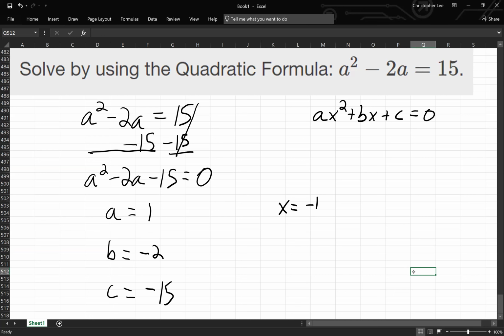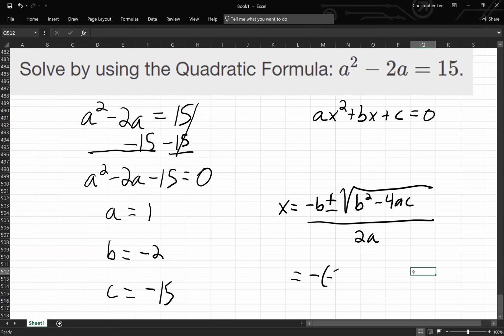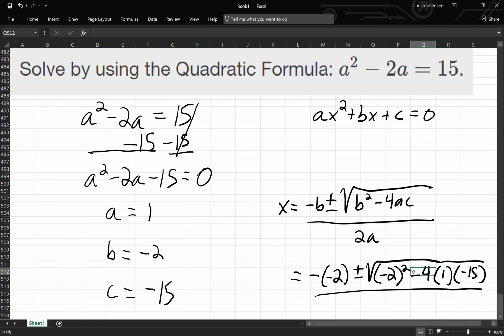x is equal to negative b plus or minus the square root of b squared minus 4ac, all divided by 2a. All you have to do is just plug it in. So this is going to be negative of -2 plus or minus the square root of -2 squared minus 4 times a, which is 1, times c, which is -15, all divided by 2 times a, which is 1.